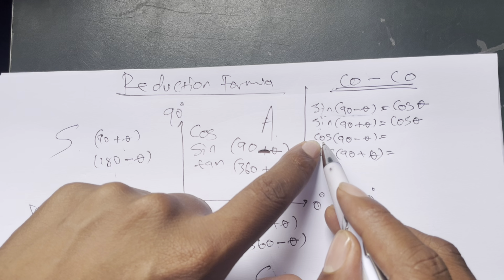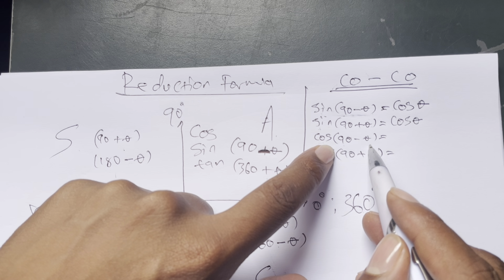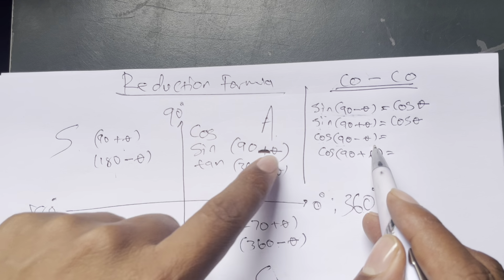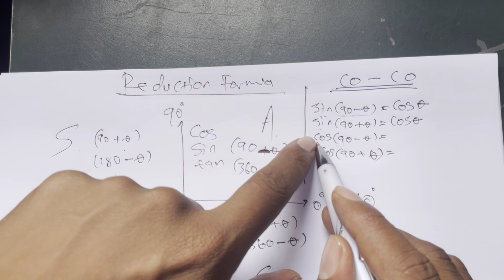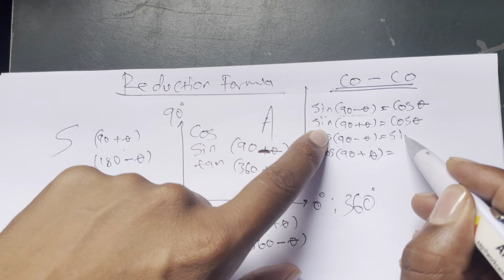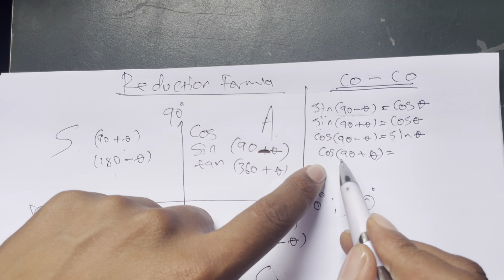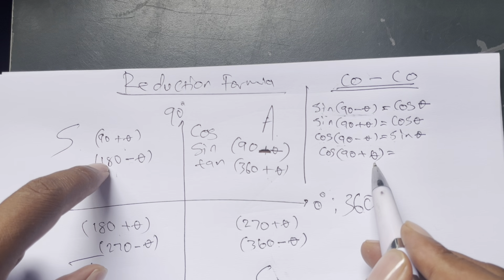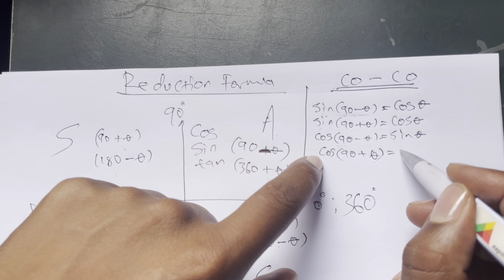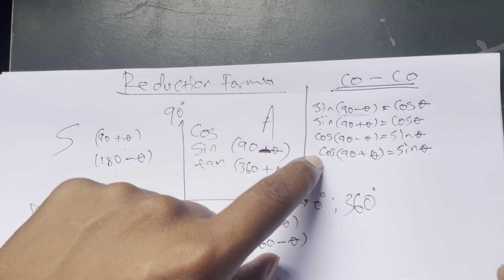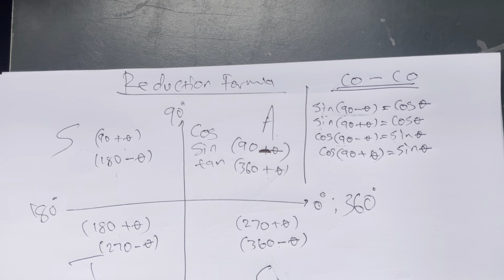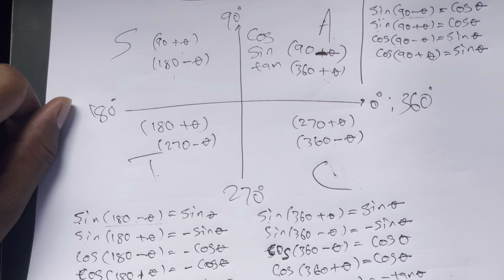And then you have cos into 90 minus theta. You check 90 minus theta is in the first quadrant. Do you have co? Yes, you had co, so you subtract co. It becomes sine theta. Then 90 plus theta is in the second quadrant. You have co, you subtract co, becomes sine theta. Okay, that's it.